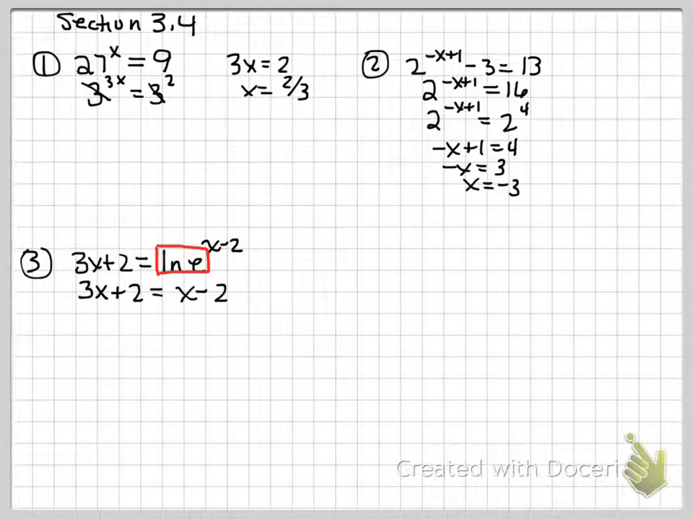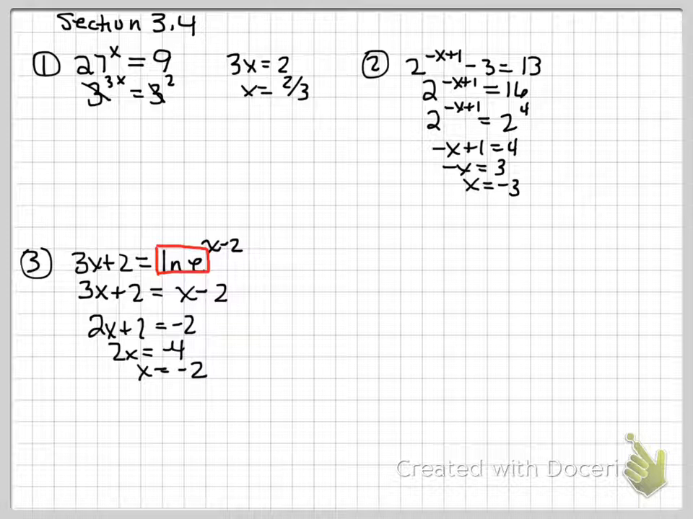Solve it. Move the x over, I get 2x, and I write a 3. 2x plus 2 equals negative 2. So 2x equals negative 4. x equals negative 2. Okay, so there's number 3. Let's move on to number 4.